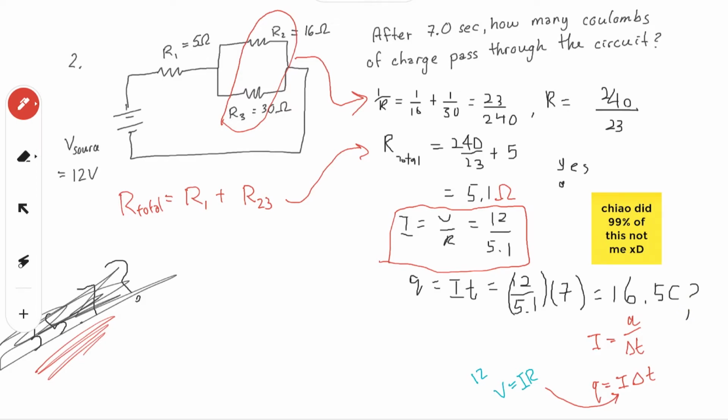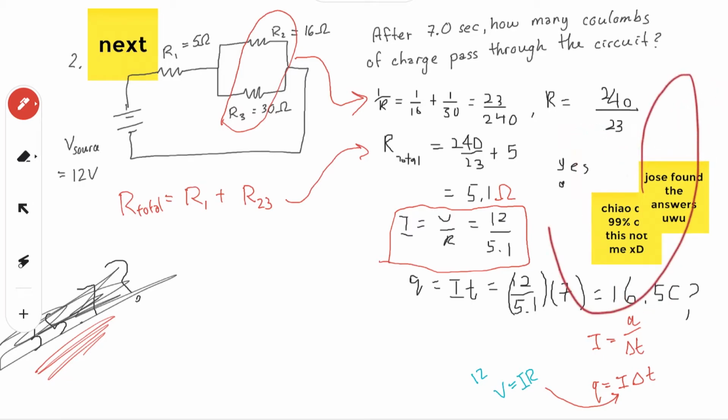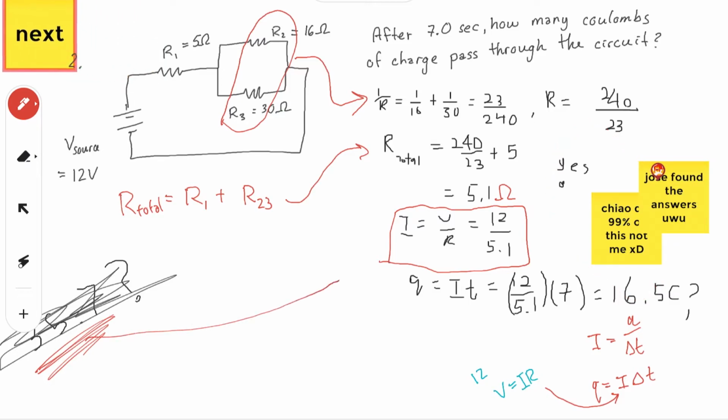16.5 coulombs. What's 12 over 5.1? Oh, Oscar, that's not the answer that you have. What happened? I don't know, let me try again. Okay, so let's give some time. Max, what did you get? Oh, I found out. I completely forgot to take into account the voltage. Oh, and the formula for current? Yeah, I forgot to do that. Okay. Good, good.